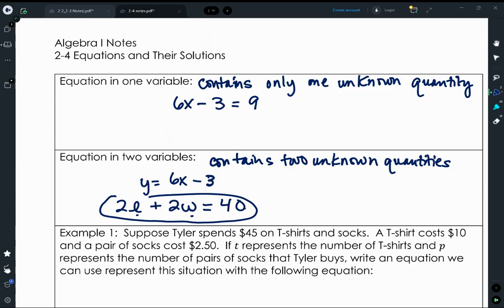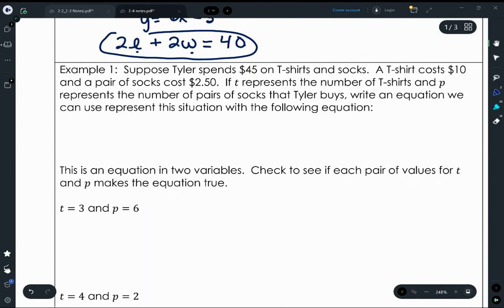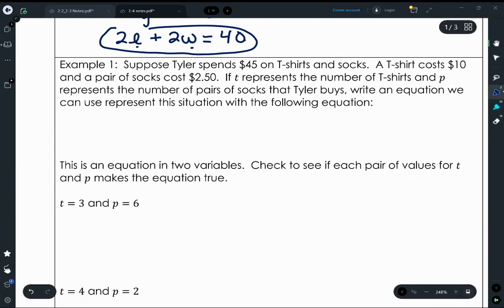So we're going to go through and do kind of a longer example. I wrote example 1, but really there's only one example for this. But we're going to do a lot of different things with it. So first we're going to see if we can write an equation. So we're back to math modeling.